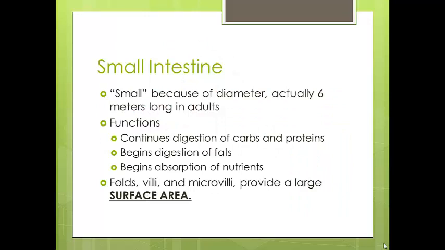The small intestine is called the small intestine because of its diameter, but it's actually almost 6 meters long. It continues the digestion of carbs and proteins and begins the digestion of fat. It also begins the absorption of nutrients. Mary, the folds, the villi, and the microvilli provide a large what? Surface area. It's bold and underlined because it is very, very important.